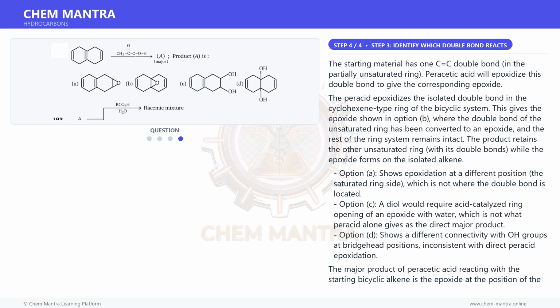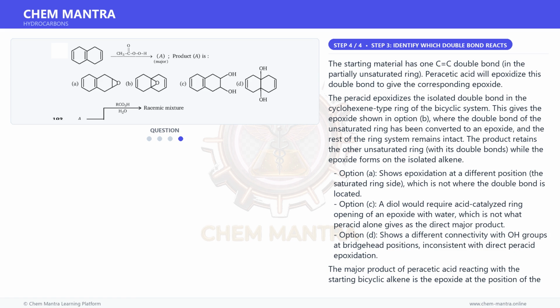Option A shows epoxidation at a different position, the saturated ring side, which is not where the double bond is located. Option C, a diol, would require acid-catalyzed ring opening of an epoxide with water, which is not what peracid alone gives as the direct major product. Option D shows a different connectivity with OH groups at bridgehead positions, inconsistent with direct peracid epoxidation.